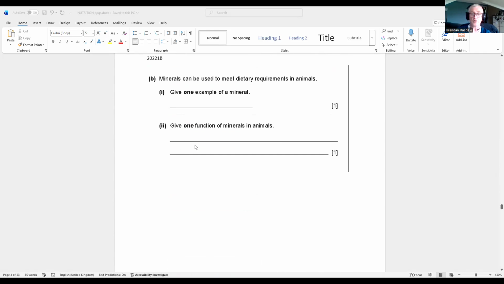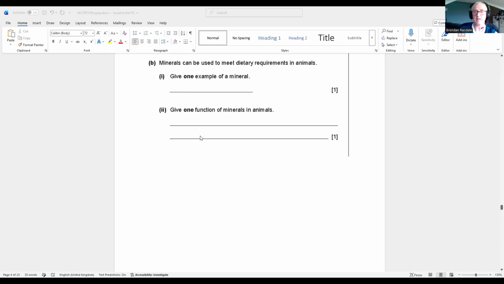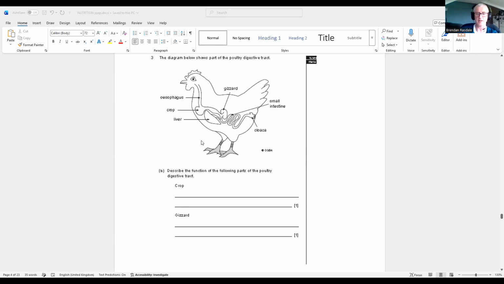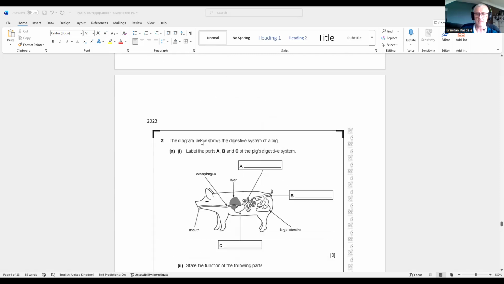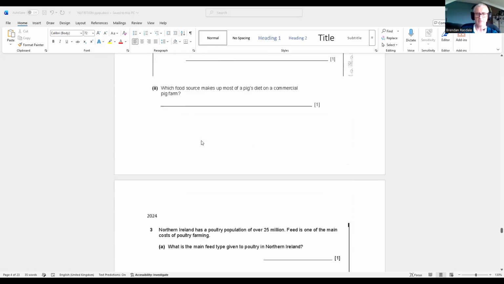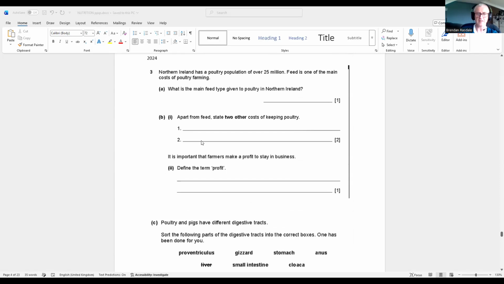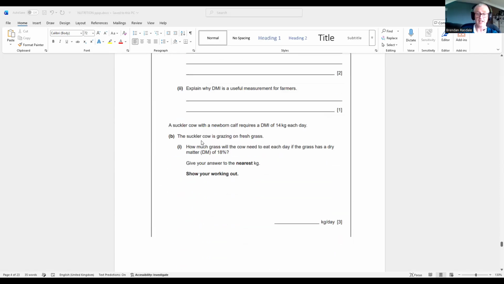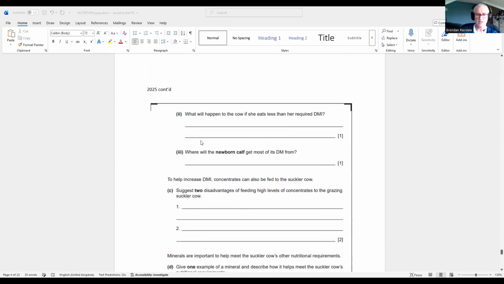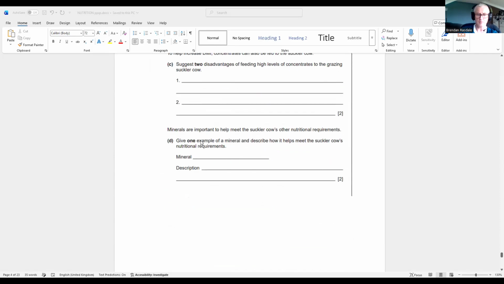There we are. Give a function of minerals in animals. So it could be to maintain fertility, bone development. The obvious chief mineral is always calcium. It might crop up there. Yet another one about the avian system. Monogastric system, it's very heavily in this, guys, okay? But they're very gettable. Last year had a dry matter question, more dry matter, more dry matter.